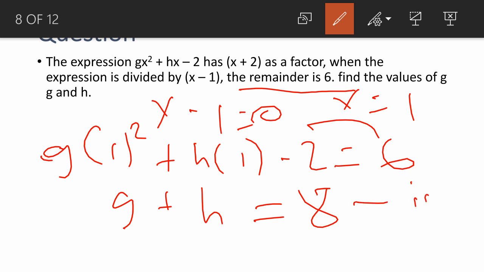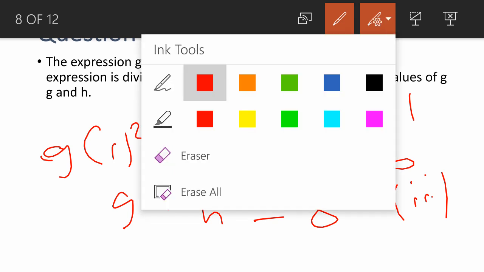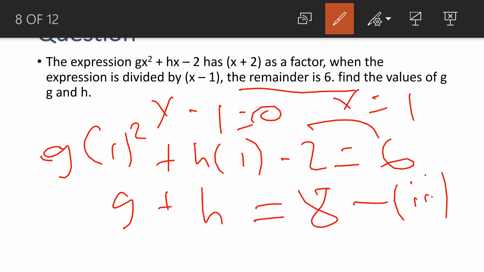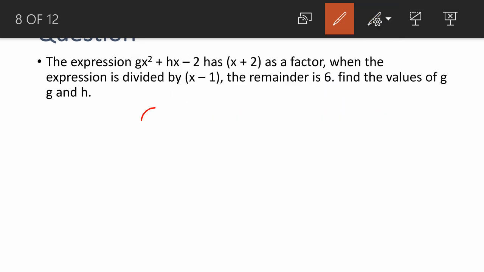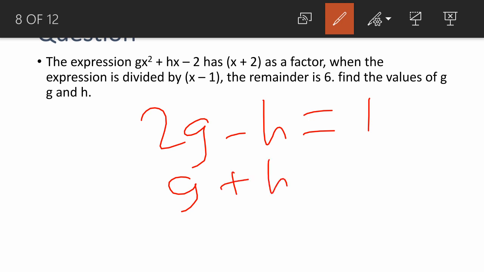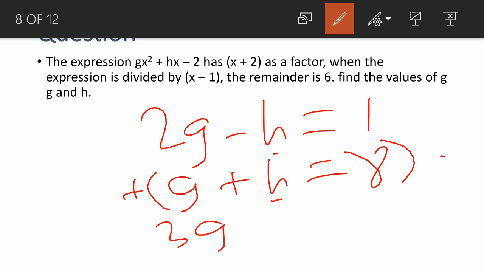So we call this equation 2. You can write that down. Now we can solve equation 1 and equation 2 simultaneously. Now equation 1 is that 2g minus h is equal to 1. But equation 2 is that g plus h is equal to 8. And the only way to go about this, I think h is common here. We can add both equations to eliminate h. We are going to get 3g, 2g plus g is 3g, equal to 1 plus 8, which is 9.